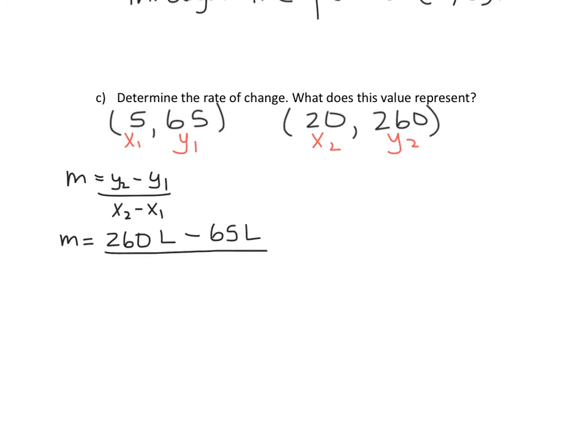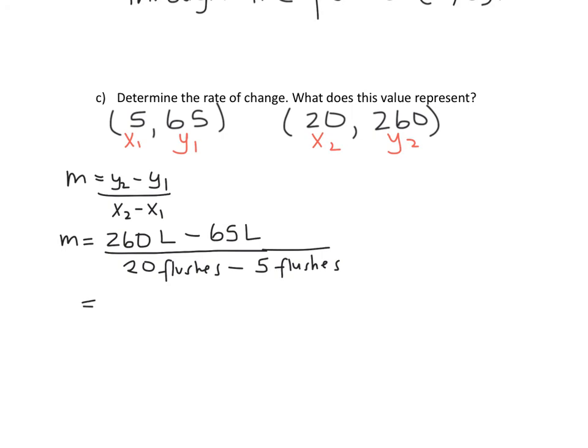All of that is over my x2, which is 20. Now, 20 doesn't really have any units. 20 is representative of the number of flushes. So there are no units, but if you really wanted to, you could write out the word flush. So I'm going to say 20 flushes minus my x1 value, which is 5. And that again is 5 flushes.